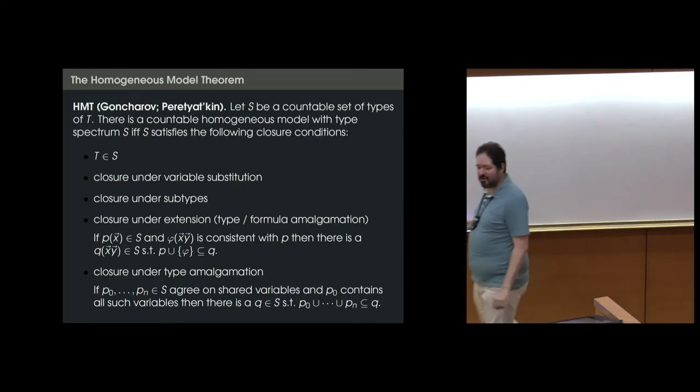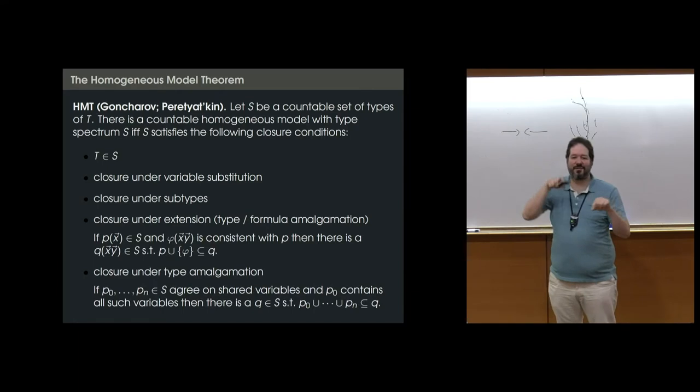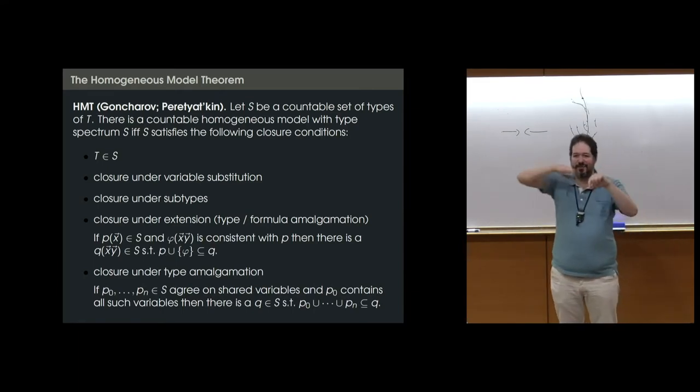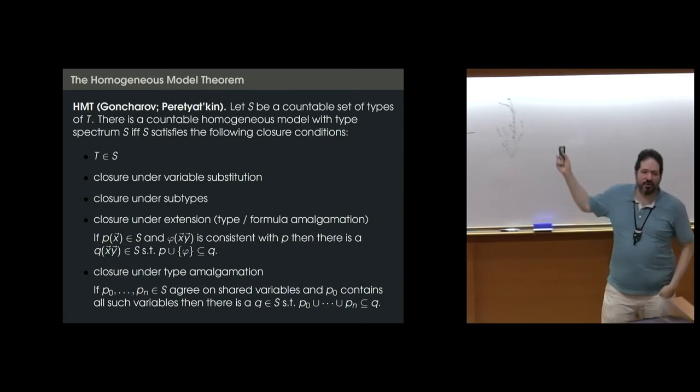You can come up with an example where you have three types, P0, P1, P2. They all agree on shared variables, and yet you can't amalgamate all of them. Just, you know, you create like a triangle problem, whatever. But if a single type contains all of them, then you can. Then there's a single Q that contains all of them.